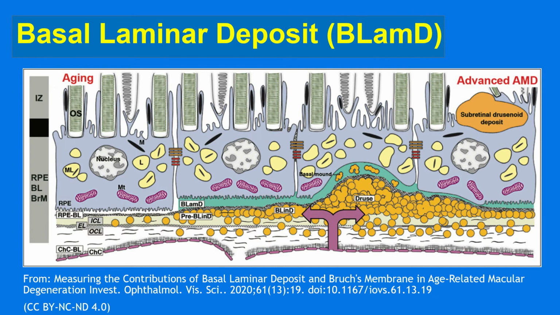So this illustration shows how basal laminar deposit develops over a period of time with aging. If we start from the left, we see that in the young age the RPE basal lamina is a part of the Bruch's membrane and there is no deposition between them. However, as age progresses, the greenish basal laminar deposit is getting accumulated between RPE and RPE basal lamina, and as it progresses further with aging, it becomes thickened. We can also see basal linear deposit, or BLinD, located beneath the RPE basal lamina, whereas the basal laminar deposit is located above the RPE basal lamina.